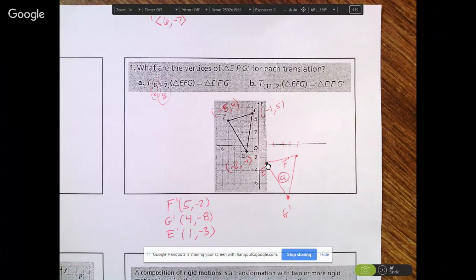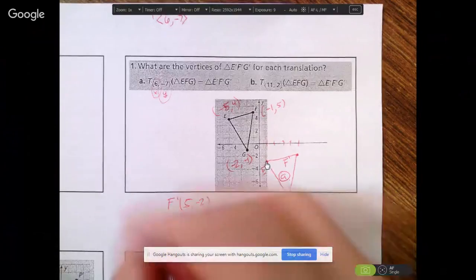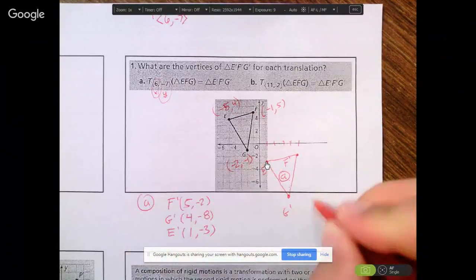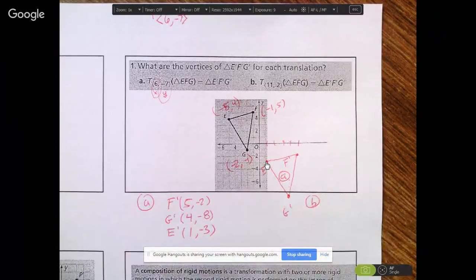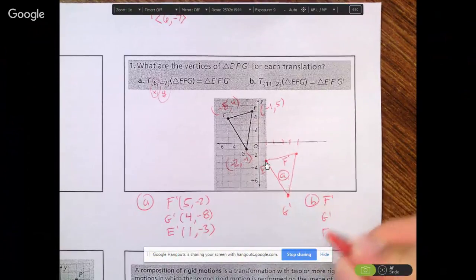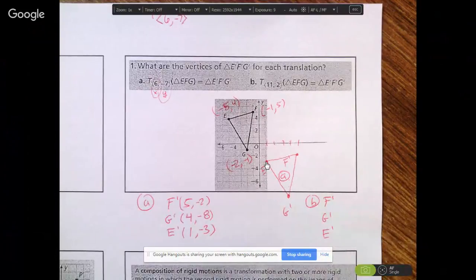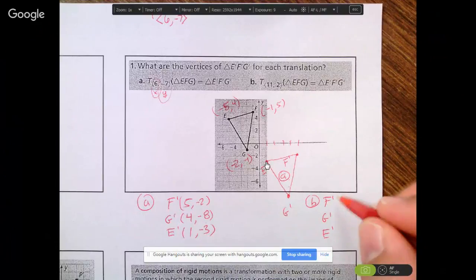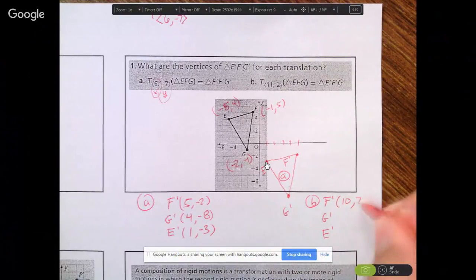So the next one. So for B, I'm going to put A there. I'm going to put B here. We have the same ordered pair, F prime, G prime, E prime, but for B, the movement tells me to do what? 11 and 2. Add 11, add 2. So if I add 11 to F prime, 10, comma, 7.